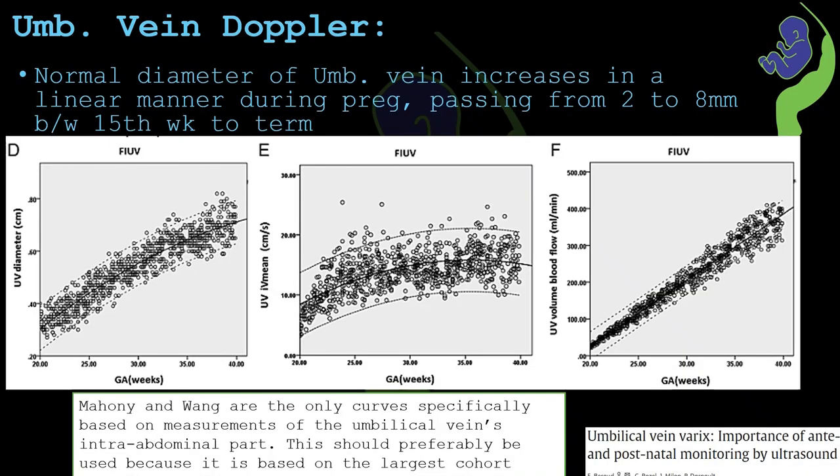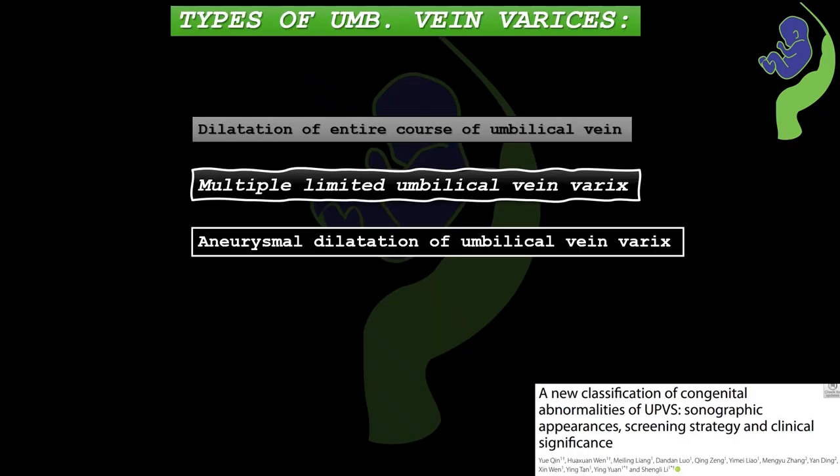Umbilical vein varices can be classified into three morphological types. These include diffuse dilatation of the entire course of the umbilical vein, or there can be multiple limited umbilical vein varix, or there can be aneurysmal dilatation of umbilical vein varix. Now let's see each one of them separately.